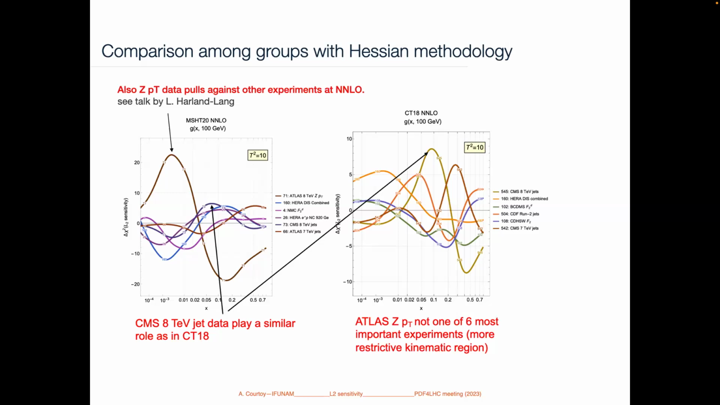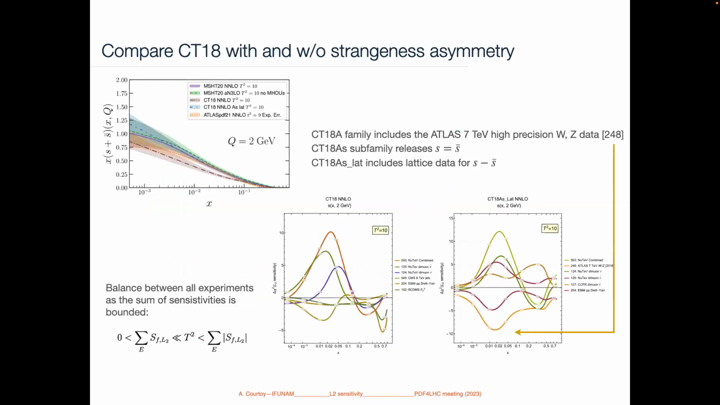What you can see different in different groups: you have MSHT on one side and CT18 on the other side. The different experiments will contribute differently depending on the set of PDFs, right? So it's not just the set of experiments that you use, it's also the methodology and the functional form that you use. All together, you can see that the gluon PDF is constrained by some sets of experiments for one group and by other sets for the other group. And sometimes they don't even have the same thing, so that's interesting to study.